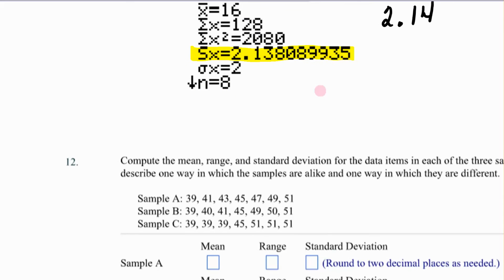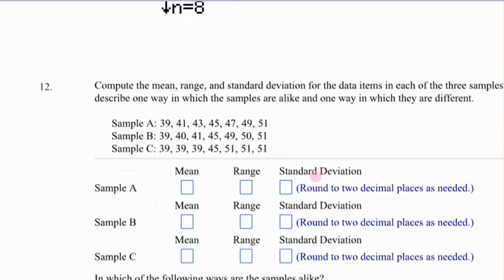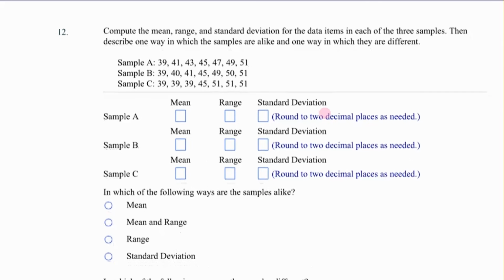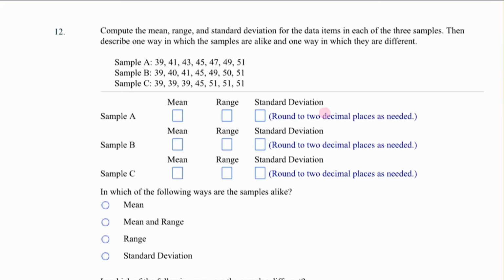Now our very last question, I think, really helps us with a lot of understanding. We have 3 sets of data. We're going to calculate the mean, the range, and the standard deviation for each one of them. Then we're going to do some comparisons. All right, so I've got a good bit of work to do. I'm going to let the calculator do the mean and the standard deviation for each one. I can do the range.